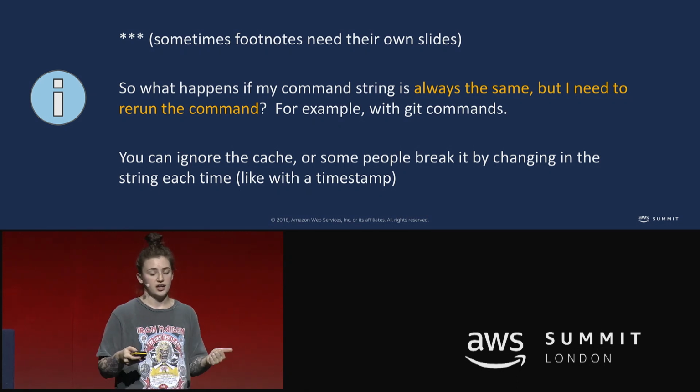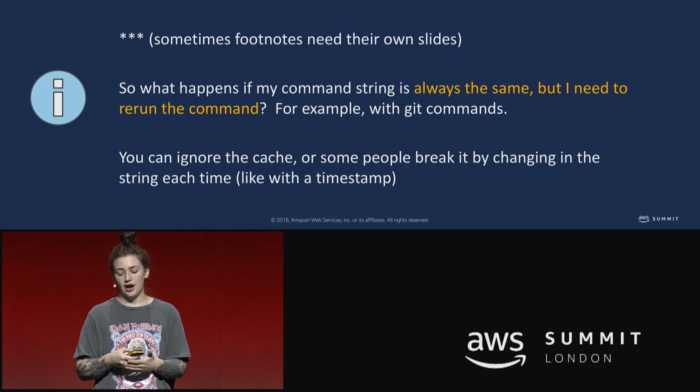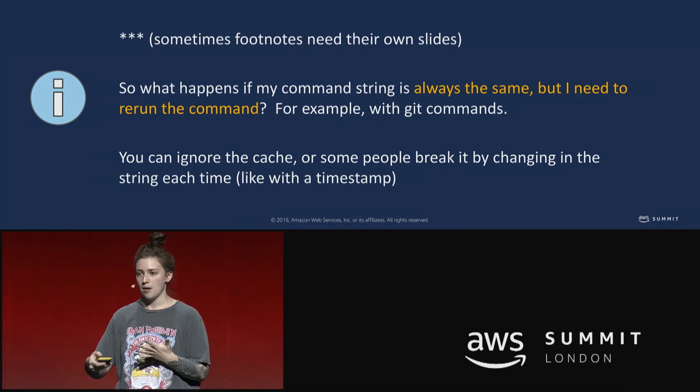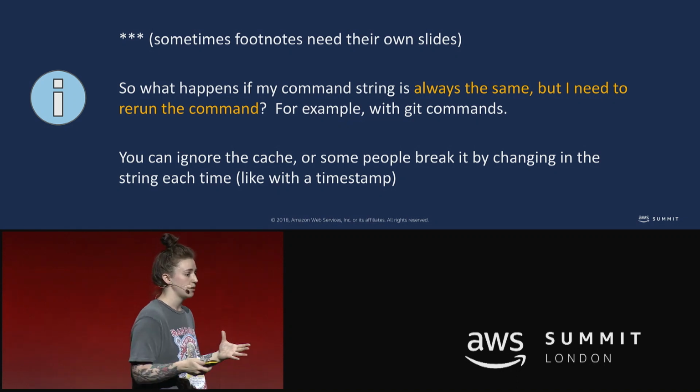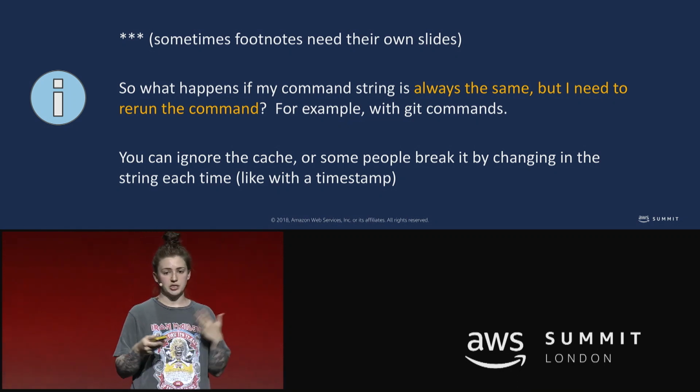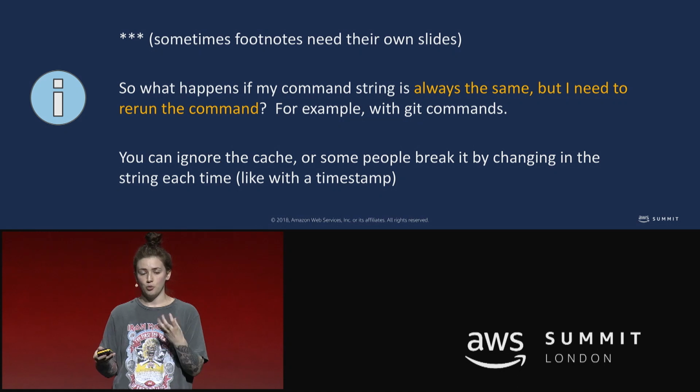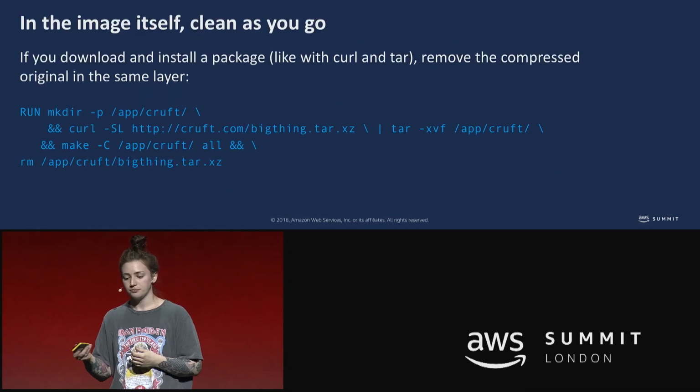So you can either ignore the cache, by passing no-cache, or you can break it by changing the string every time. A really popular way to do this is with the timestamp. By passing the timestamp, it will change the string every time, will explicitly break the cache, so it will pull from your Git registry every time.